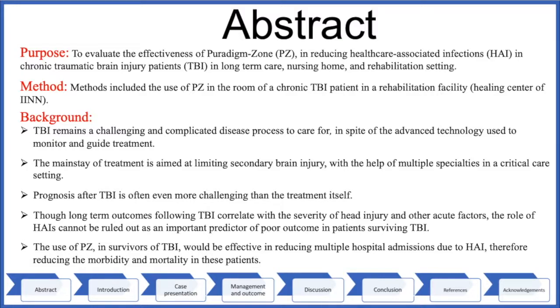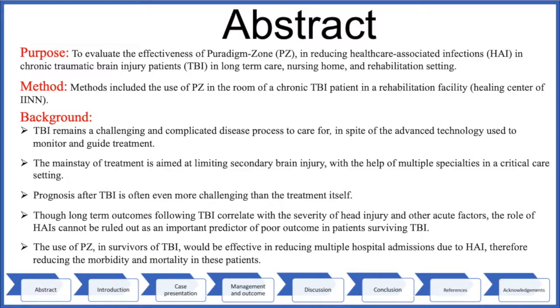A little background about TBI. It remains a challenging and complicated disease process to take care of. In spite of the advanced technology and the guided treatment, it's still a complicated, challenging disease. The mainstay of treatment is focusing on reducing the secondary injuries with the help of multiple specialities in a critical care setting. That's where all the PTs, OTs, and speech and language therapy come into place. Prognosis is even more challenging than the treatment itself. Long-term outcomes following TBI correlate with the severity of the head injury and other acute factors that happen during the process of that head injury.